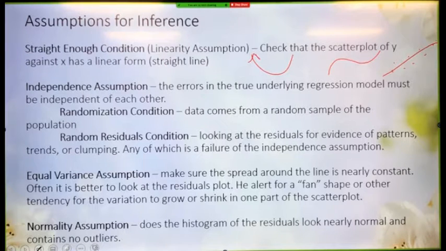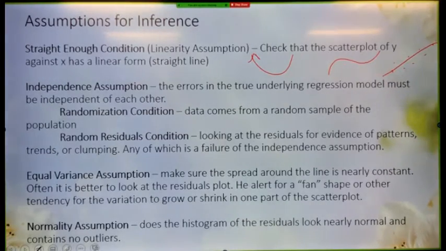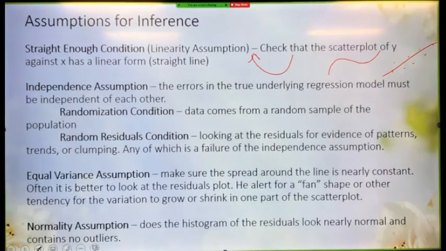Next is the independence assumption. With that come two conditions underneath it. The errors in the true underlying regression model must be independent from each other. We need to look at randomization, which will help us verify independence: the data comes from a random sample of the population. And the random residuals condition: looking at the residuals for evidence of patterns, trends, or clumping, any of which is a failure of the independence assumption.